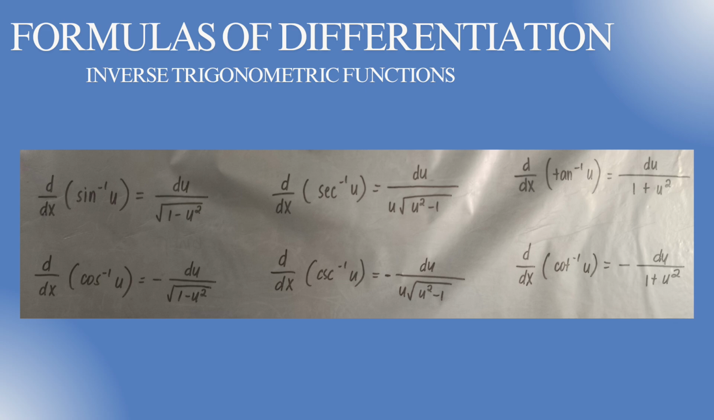The derivative of tan raised to negative 1 of u is equal to du all over 1 plus u squared. And lastly, the derivative of cotangent raised to negative 1 of u is equal to negative du all over 1 plus u squared.